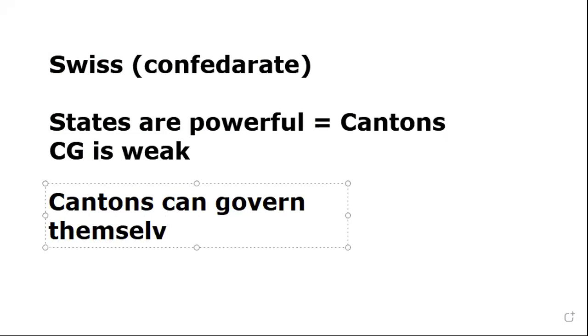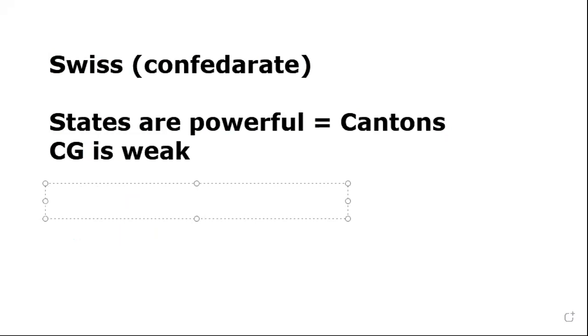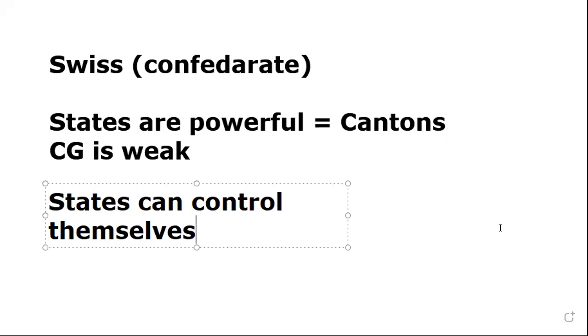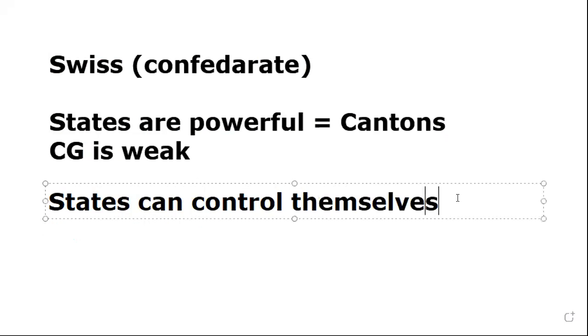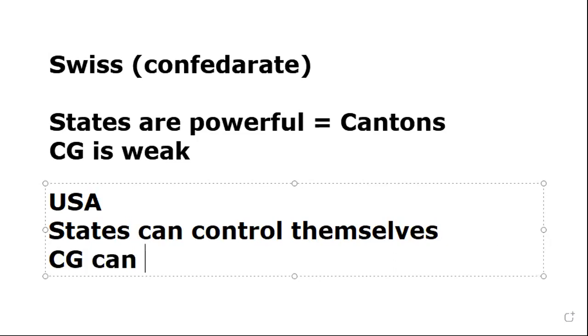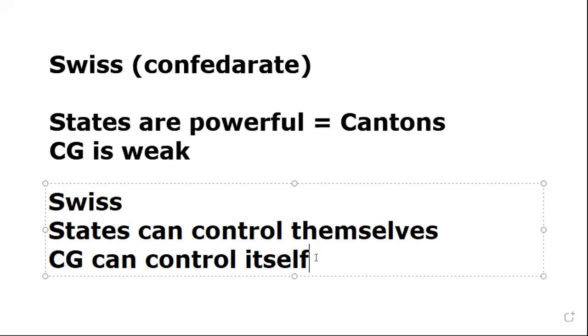So much so, cantons can govern themselves. Now think about the USA. In the USA, states and the central government are both powerful. States can control themselves. Don't get confused, I'm comparing it with the USA. In the USA, states can control themselves and the central government can control itself. They both get their own autonomy in their area. But what happens in Switzerland is that states can control themselves. Also, states can control the central government.